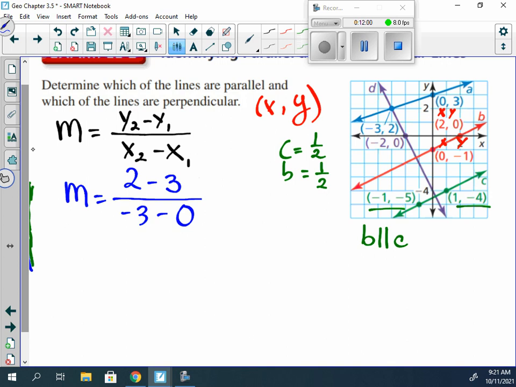And again, at this point here, we could type this onto a calculator to get our answer. 2 minus 3 would be -1. -3 minus 0 is, so we get 1/3. So the slope of line A is 1/3. Now would it be parallel to C or B? No, because they don't have the exact same slope.